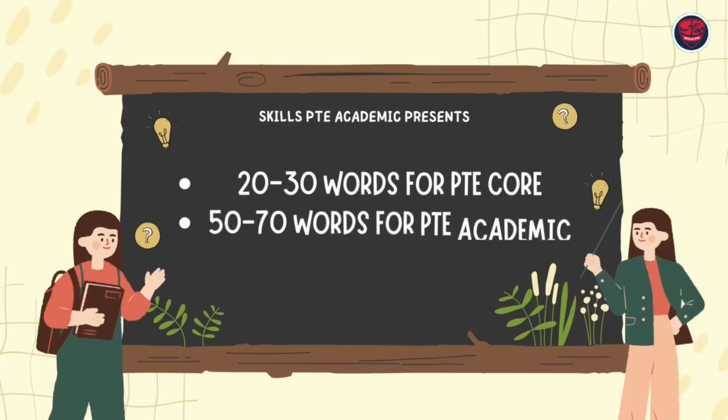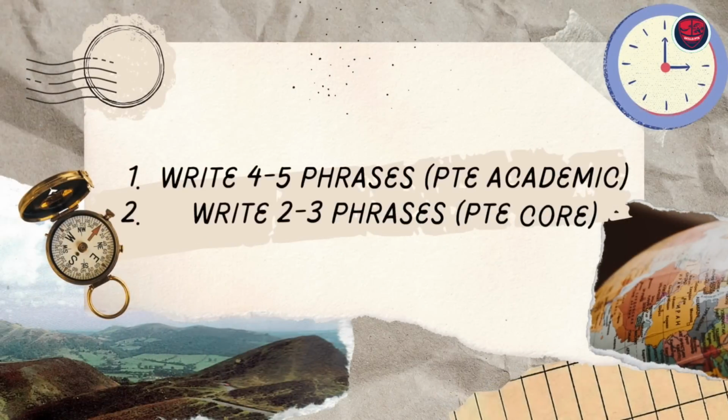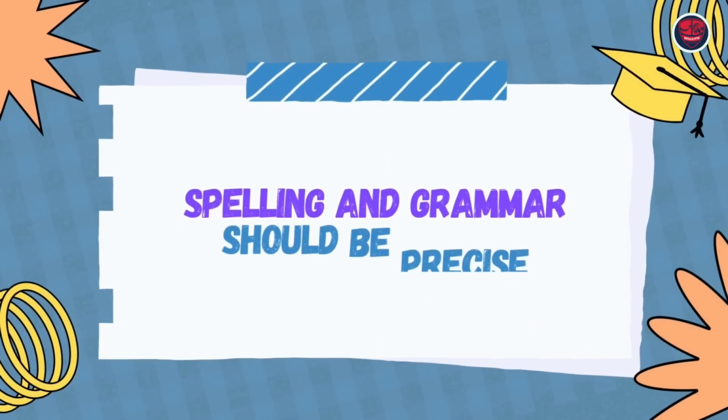Summarize spoken text. For PTE Academic, it is 50 to 70 words. For PTE Core, it is 20 to 30 words. Accordingly, for PTE Academic, I would recommend you to write around 65 plus words, less than 70. For PTE Core, 25 plus words, less than 30. So the content as well: 4 to 5 phrases for PTE Academic, 2 to 3 phrases for PTE Core. Use a short template. Focus not just on the content, it is the spelling and the grammar that wins the race. Grammar has to be precise, spelling has to be precise.